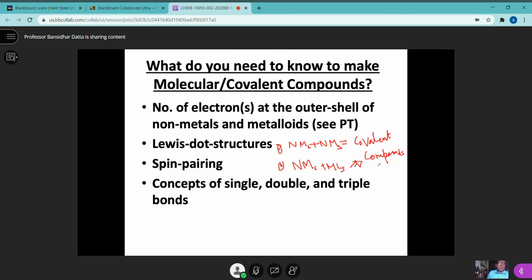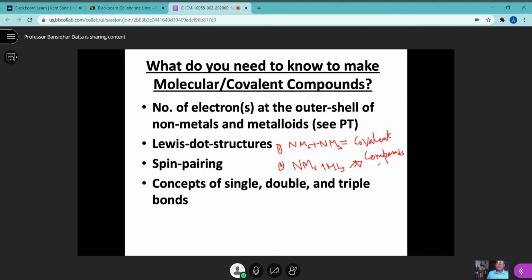And how do they do that? By sharing a pair of electrons. How many electrons will they share? That depends upon the number of electrons in the outer shell, which is in the periodic table. We already know how to do that, and you can derive the Lewis dot structure. We mentioned it briefly, but we'll talk about it in more detail.